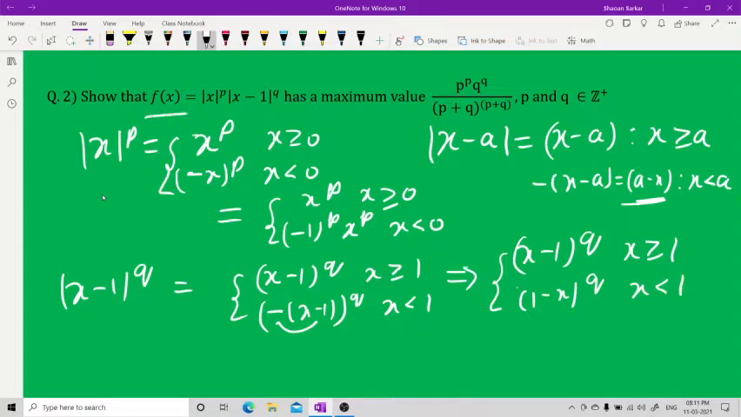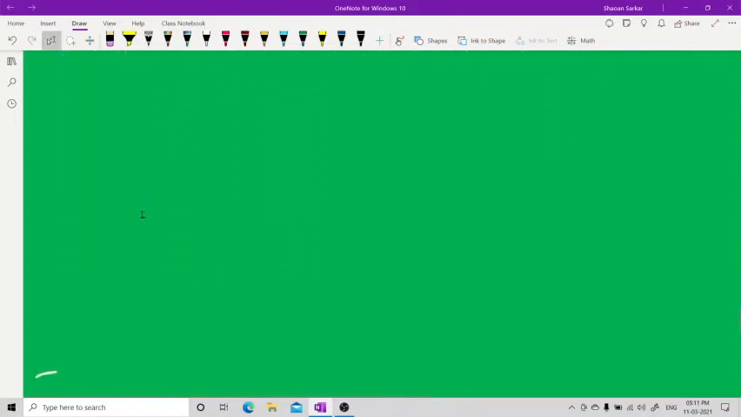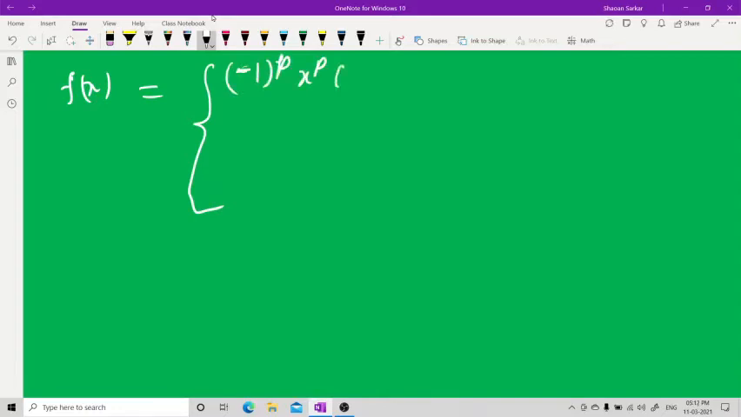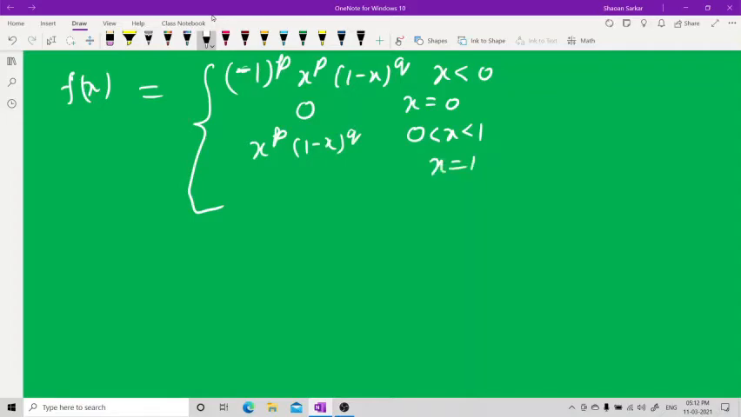Now construct f(x) straight away. So your f(x) is equal to (-1)^p x^p (1 - x)^q for x less than 0, and 0 for x equal to 0, and for x greater than 0 and less than 1 it is x^p (1 - x)^q, and for x equal to 1 again it is 0.